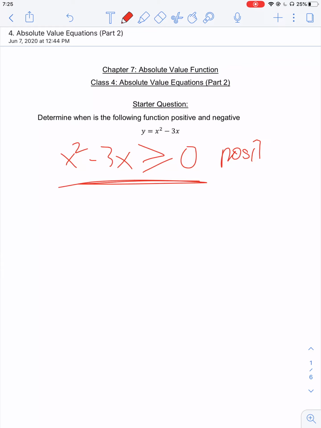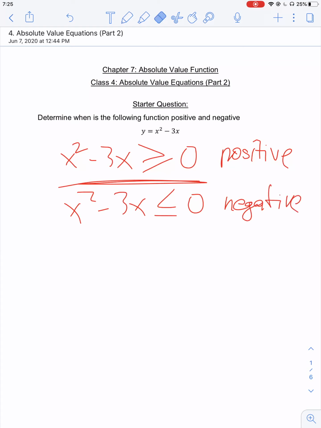Okay, and this was given to you as a test question on the previous test, and some of you are confused. So this is another way of saying when is this function basically positive. And for negative, it's essentially the same thing, right? Negative would just be less than or equal to 0. So this is negative. Whenever you have an inequality, it's difficult to solve, especially if it deals with a quadratic.